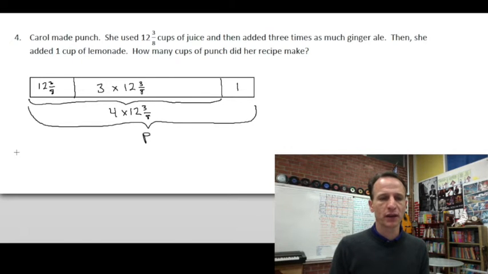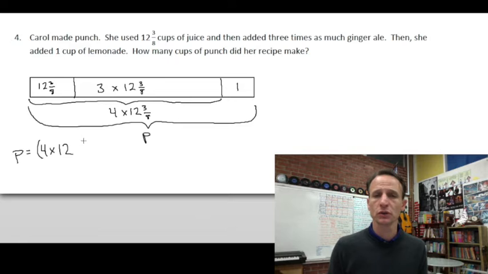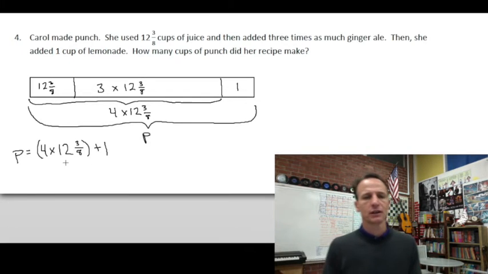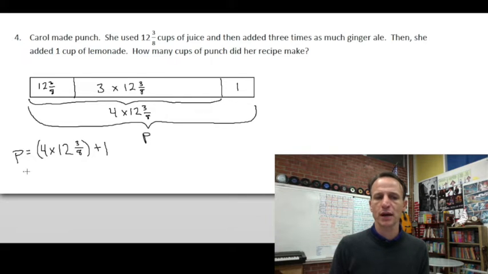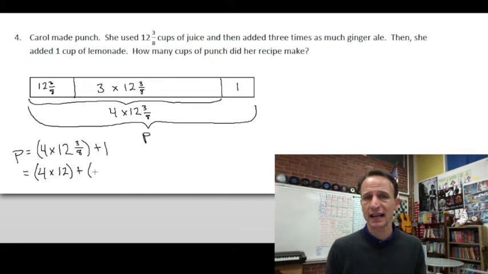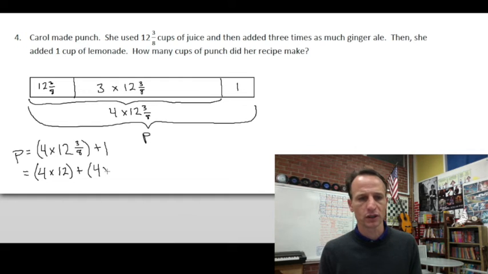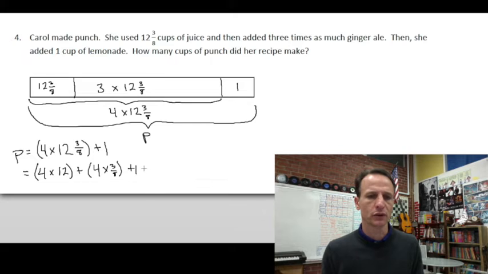My recipe for punch is going to be similar to the last one, where we do the multiplication of a whole number and a mixed number, and then, in this case, add, where last time we subtracted. So 4 times 12 3/8, and then we add in that 1 cup of lemonade. Let's use our good friend the distributive property to make sense of this multiplication. We will do first the whole number, 4 times 12, get that product, and then add it to the product of 4 times 3/8. And don't forget, then we're going to add 1 to the whole thing.